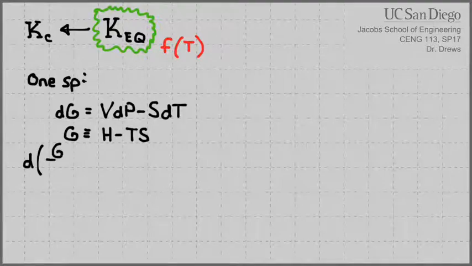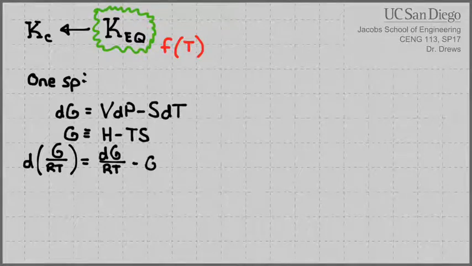If you have the derivative of G over RT, the chain rule says that that's the same as the derivative of the Gibbs free energy over RT minus the Gibbs free energy, that needs to be up on the top, Gibbs free energy over RT squared times the change in temperature. That is not a thermodynamic definition. That's just if G is a function of T and T is T, and we apply the chain rule to that, that's what we end up getting.